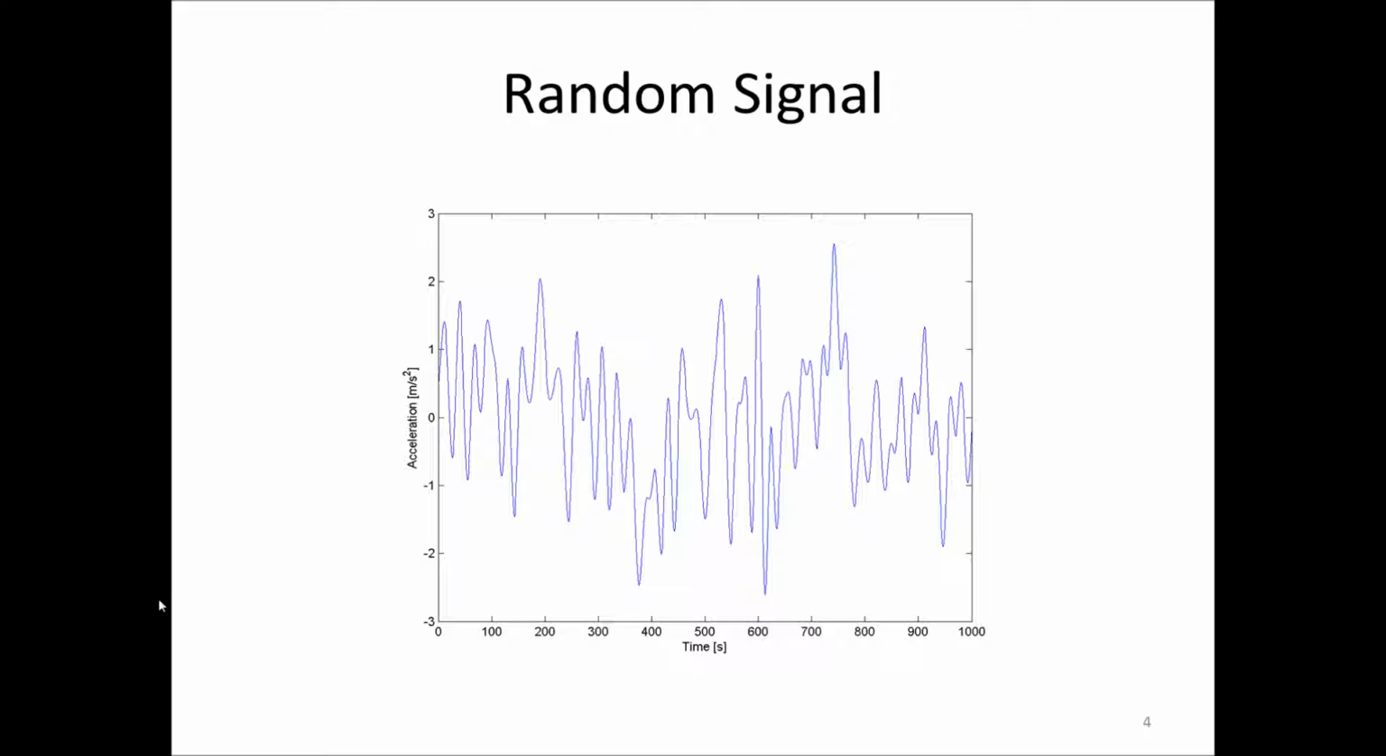Here you see an example of a random signal, an acceleration as a function of time. This could be the acceleration of a building or a bridge under wind excitation, for example. It could also be an acceleration on the wheel hub of a car or truck. As you see, it oscillates rather arbitrarily as a function of time.